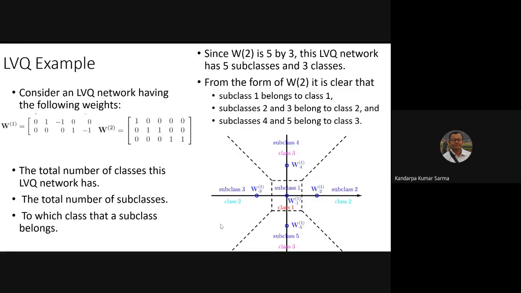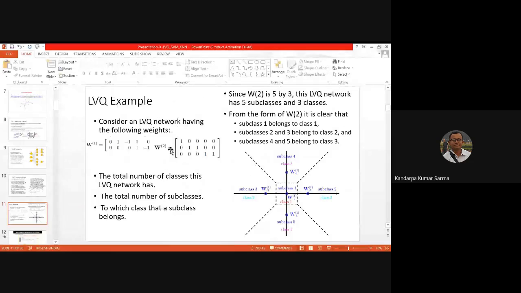Now let's see a learning vector quantization example. We have here a learning vector quantization network. We have the weights W of 1, W of 2. So the weights are clearly shown here: 0, 0, 1, 1, minus 1, 0, 1, 0, 1.